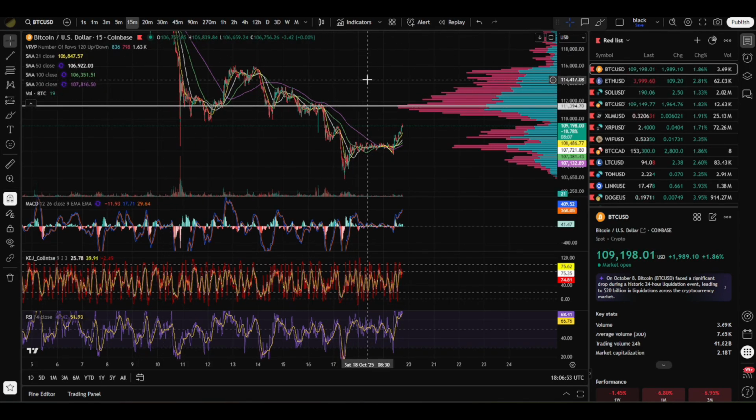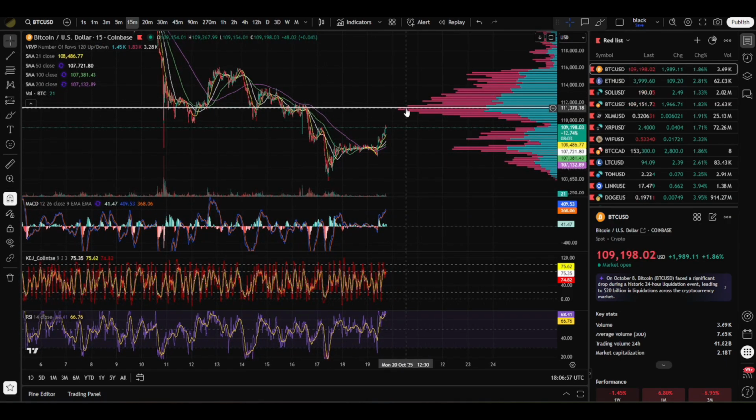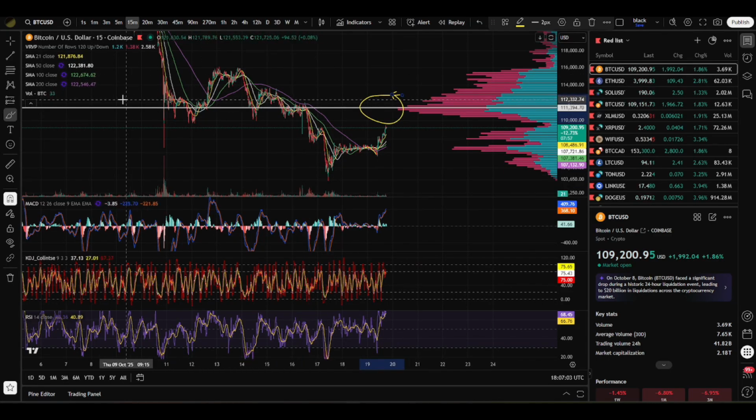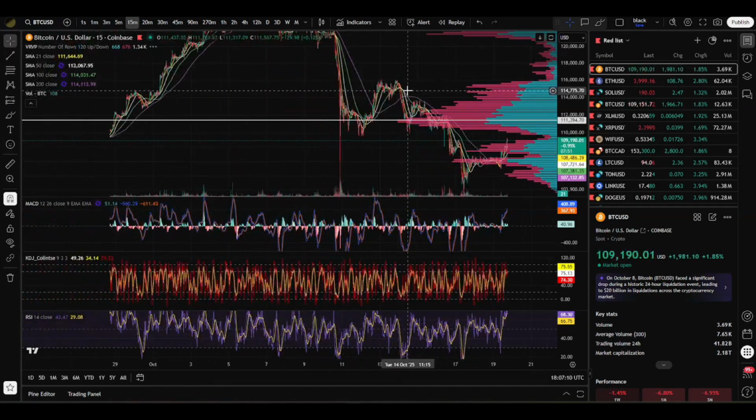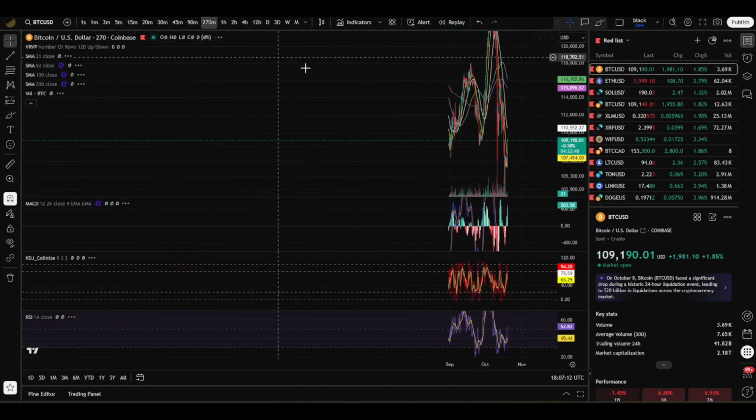So on the VRVP, we see the line at 111.3. We know that there was lots of trading along that line, so that's going to become a resistance when we zoom out a little bit to the 240.